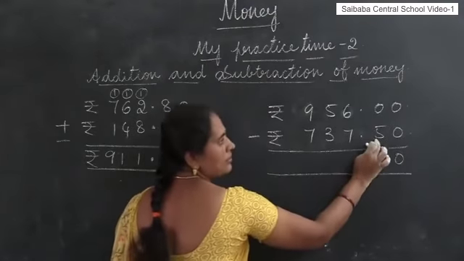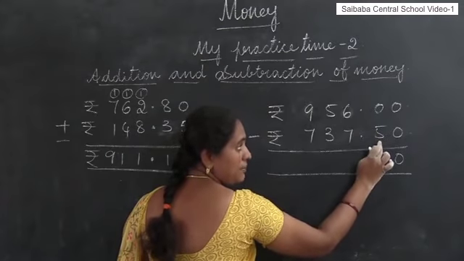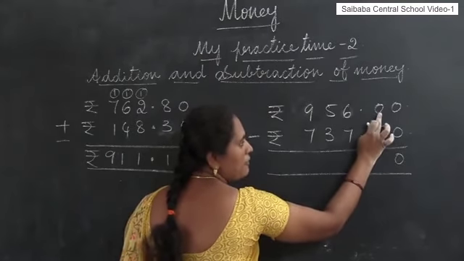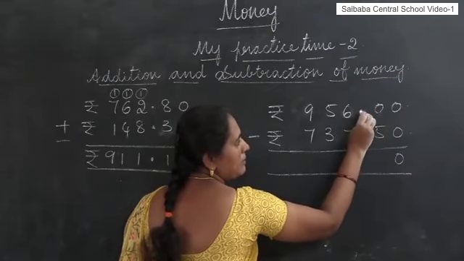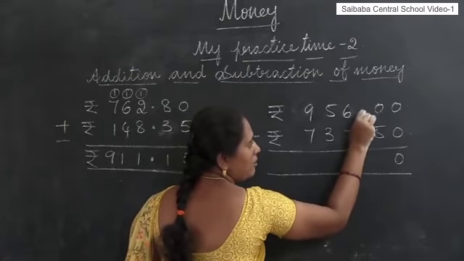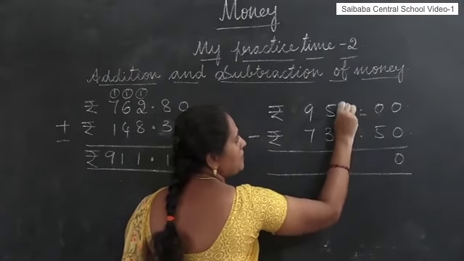Now, take 0 fingers and take away 5 fingers. Is it possible? Not possible. Now, we have to borrow from the next place. I am telling again, don't think about this point. Okay. Now, borrow from the next place.